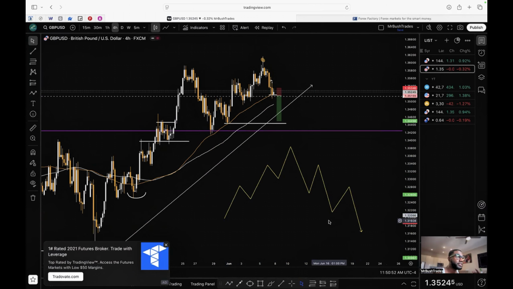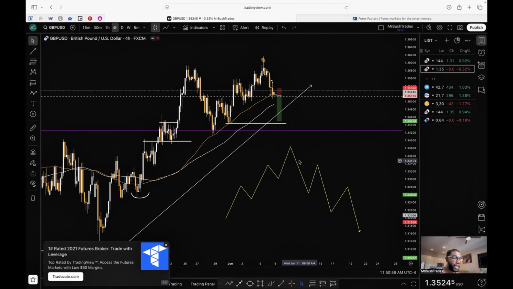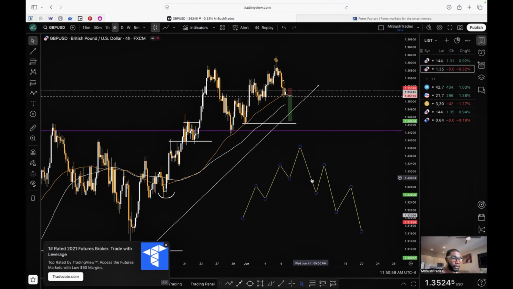So this is what we are anticipating right now. After a high point, we know that the market wants to pull back. So we are at the high, and we are anticipating the pullback, right?